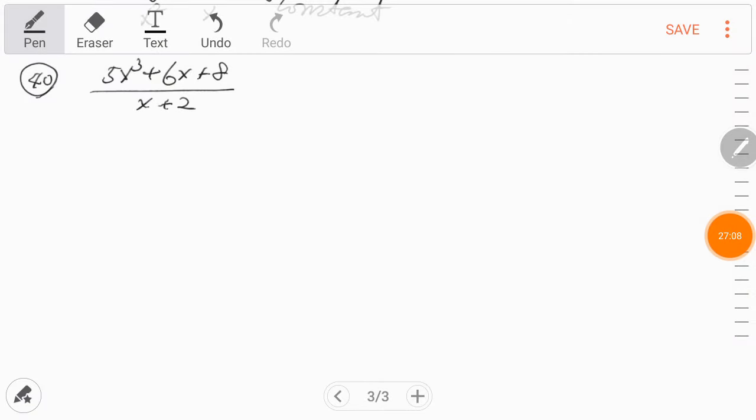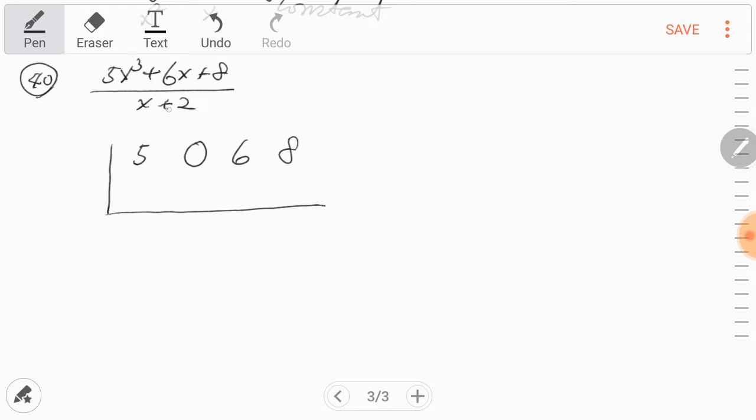Okay, this is exercise 40. Trinomial divided by the binomial x plus 2. So why don't we write the coefficients of the numerator, the dividend? The first coefficient is 5. And we don't have an x squared term, so if there's no term, then put 0. Then 6 and 8. So 8 is the constant term, and 5 is the coefficient of x cubed. And then write the L shape.